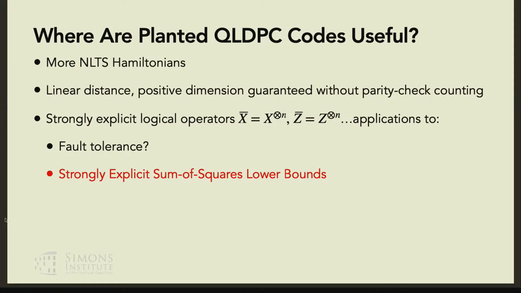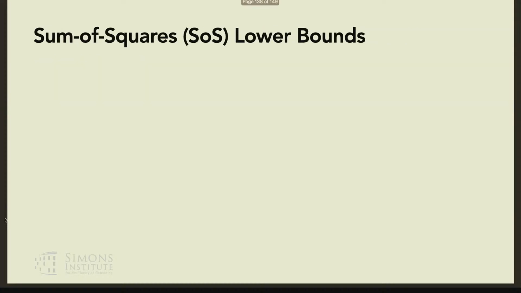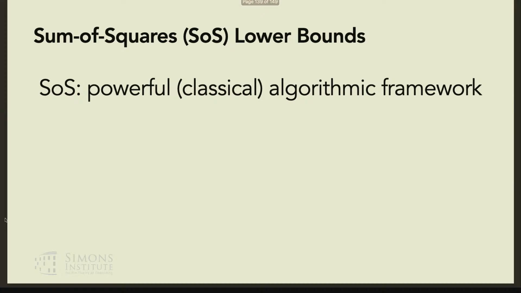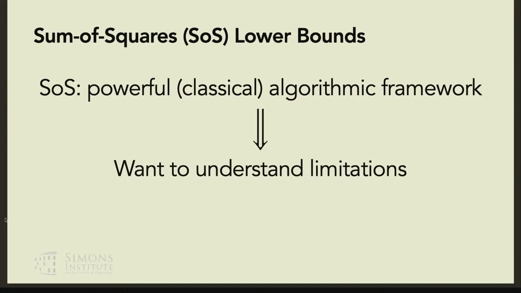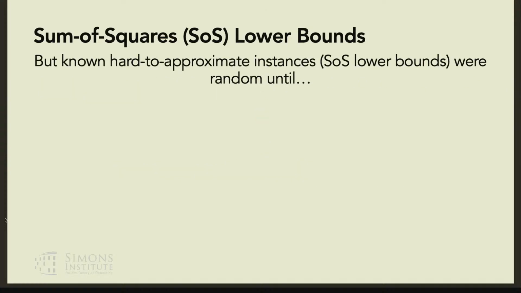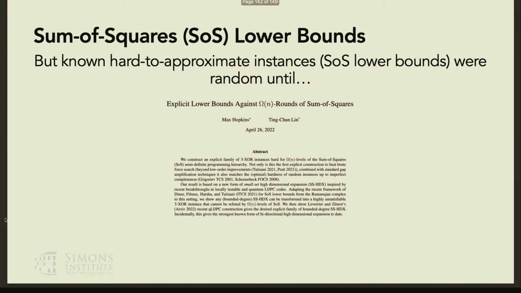which is these strongly explicit SoS lower bounds. Very briefly, sum of squares, or SoS, is a powerful classical algorithmic framework, and we naturally want to understand its limitations. Now, the known hard instances for SoS, the known problems for which SoS cannot achieve better than a constant factor approximation, were essentially all random. Until this work of Hopkins and Lin that I mentioned at the start that used qLDPC codes. I'm definitely brushing over a bunch of important works on SoS lower bounds, but in some respect, their work was an exponential improvement over what was previously known.